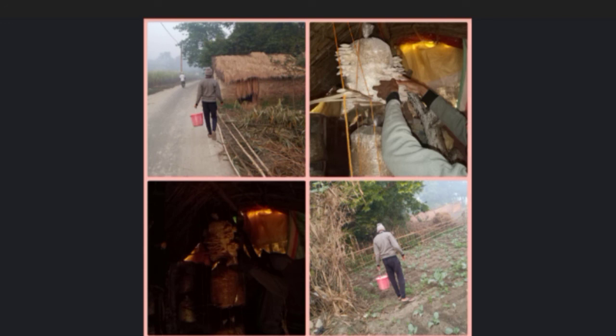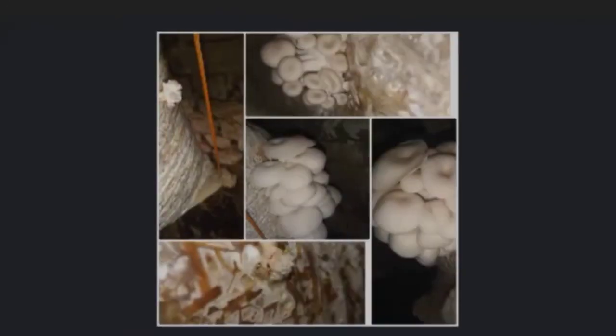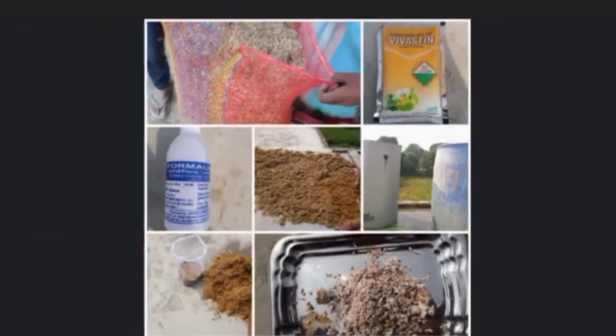This is the marketing we did, and we convinced the farmers to eat mushroom because it is very beneficial for their health. This is what I did during this lockdown in my free time.